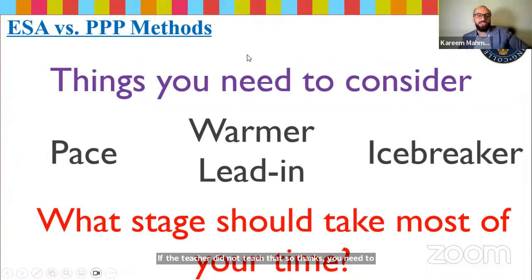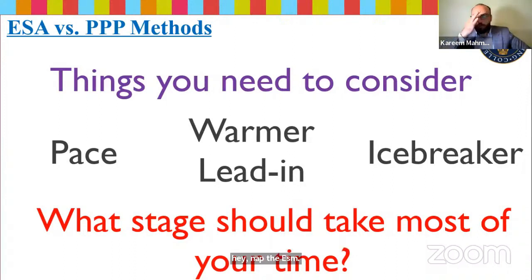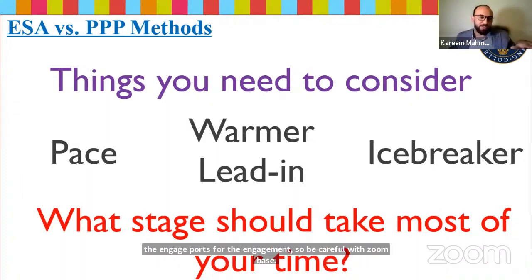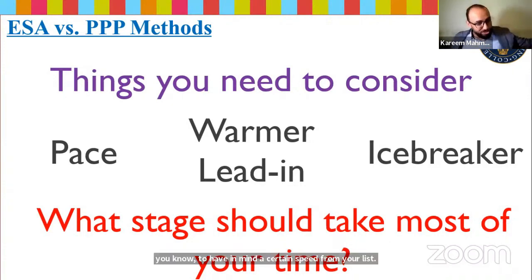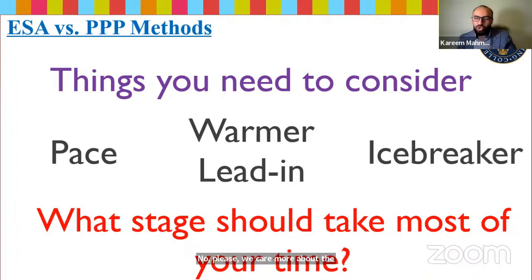So, things you need to consider in applying the ESA. In the engage part, or the engagement stage, be careful with your pace. You need to have in mind a certain speed for your lesson. You don't spend that much time in the engage. Yes, I know it's only for fluency, so I can't take much time in the engage. No, please, we care more about the activate. So yes, spend some decent time, but don't take that much.